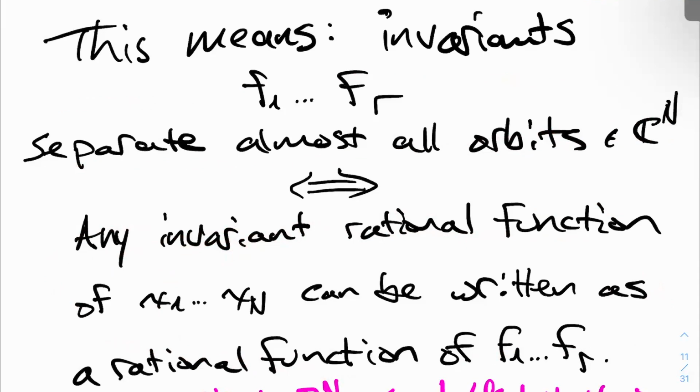And just as an example of that, if there's no group action acting on a single copy of the complex numbers, then every polynomial is invariant. And x cubed separates all the real orbits, but not all the complex orbits. Right, because you can take the cube root of a real number in a unique way, but you can't take the cube root of a complex number in a unique way.